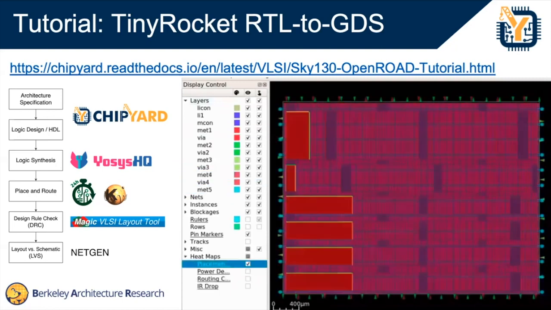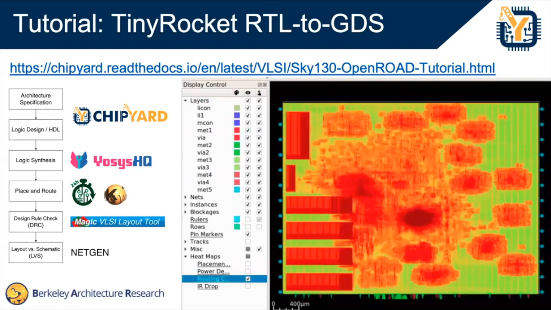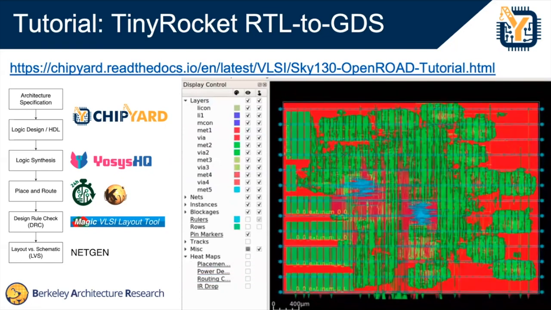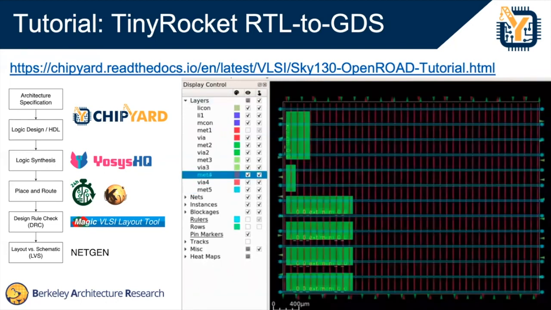If you want to do this for a chip top, it takes about 6 hours, and a Rocket Tile takes about 30 minutes. And we have a very similar tutorial to this with commercial tools that use the Cadence flow, Genus and Innovus.